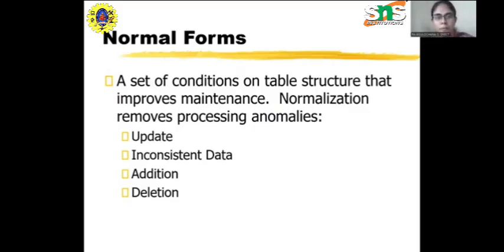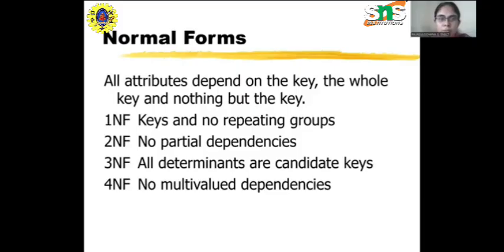So normalization is a set of conditions on the table structure, which assists in maintenance of the particular table. So it also helps in processing the anomalies and removing them. So by means of anomalies, previously we have discussed about insert anomaly, update anomaly, delete anomaly, and inconsistent data. So these four are the major anomalies we have seen. With the help of normalization, we can avoid or remove these four anomalies. So as I've told before, there are mainly five types of normalization. In addition to that, we have another type which is called as Boyce-Codd normal form.